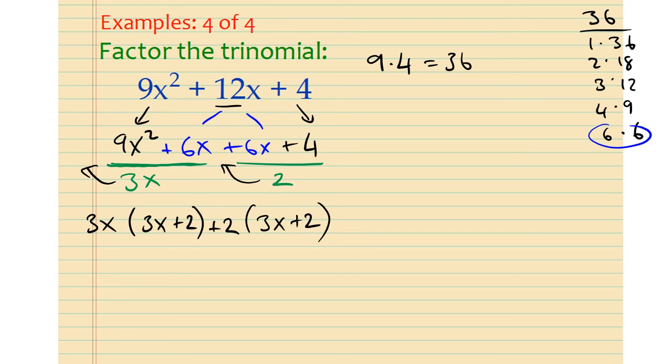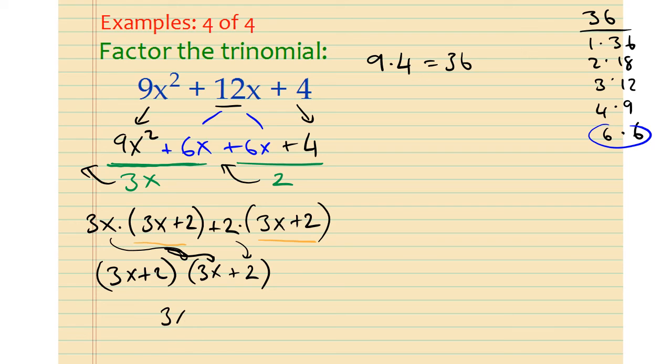One thing I can point out is that after you factor once, if you see matching binomials, that's an indication that you're on the right track. Once you see matching binomials, you can factor that out from each term. 3x plus 2 is factored out from the first term, you still have 3x, and from the second term you have a positive 2. It turns out that our answer is 3x plus 2 times 3x plus 2, which would be 3x plus 2 squared.